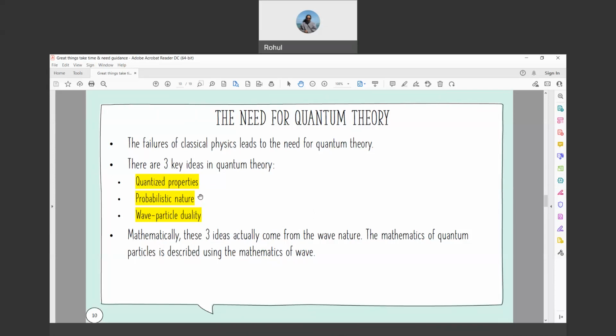Wave particle duality, where you observe some entities behave like waves, and some entities behave like particles, okay? Mathematically speaking, these three ideas actually come from the wave nature. If you look at the mathematics of waves, you can use that mathematics to describe all these three key ideas. The mathematics of a quantum particle is described using the mathematics of waves.